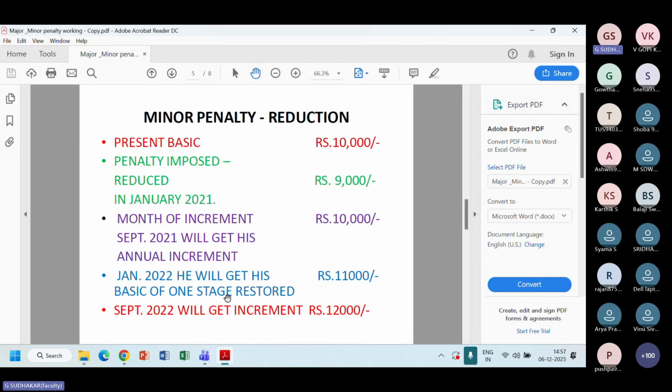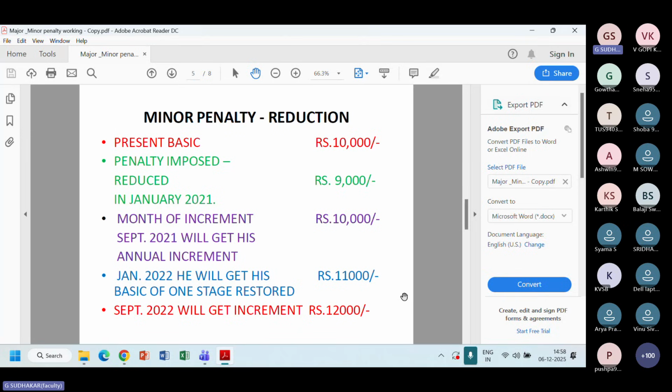Normal increment is in the month of September. Automatically he will get the normal increment. September 22, he will get another increment. His increment is normal. He will get his basic of one stage restored. Here we reduced 1,000. In the next January, he will get that 1,000 plus this normal increment 1,000. So 11,000. From 10,000, this 1,000 will be added. It will come to 11,000. So the impact is only for 1 year. He will not get the increment, either from the date of increment or from the date of order, according to the wordings. If it is from the increment date, increment will not be given. If it is from the basic reduced, then it is from the effect of order. So these are the two changes.